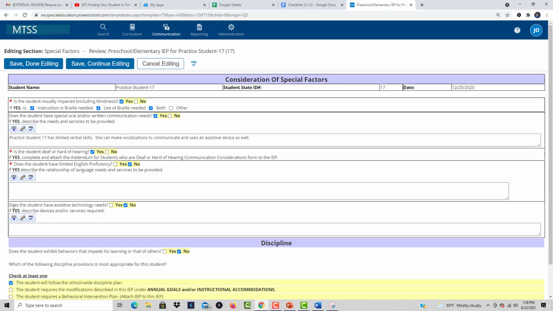And then right here, it says, does the student need assistive technology needs? So the answer is either yes or no. And if you answer yes, then you have to describe the devices or services required. Now, technically, a pencil grip is an assistive technology device, but generally what they're looking here more is for something a little bit more robust than just your average pencil grip. So you can go ahead and put that information in there. And don't forget to put as an assistive technology device, that sort of thing, put it in the accommodations as well, especially if it is a pencil grip.